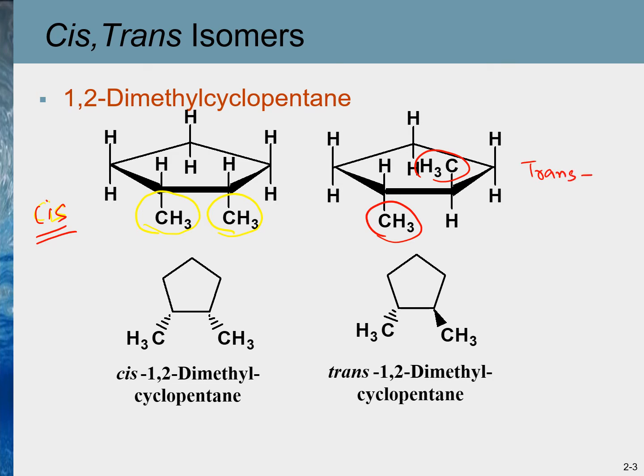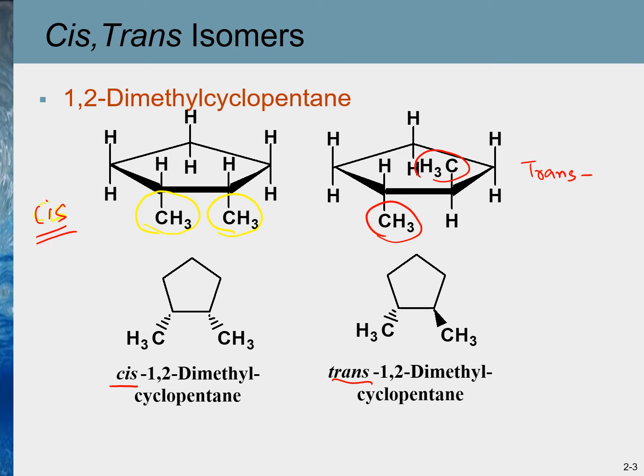Cis and trans isomers are denoted by putting a prefix cis or trans in front of the name. The prefix cis indicates the substituents are on the same side. Cis is derived from a Latin word which means the same side, and trans is derived from a Latin word which means across.